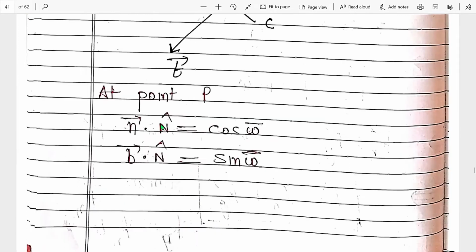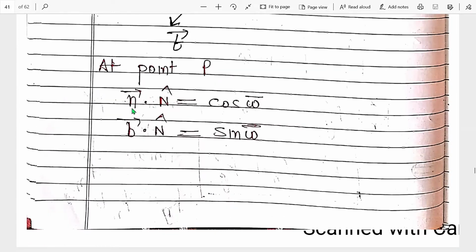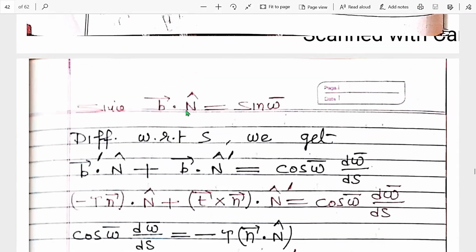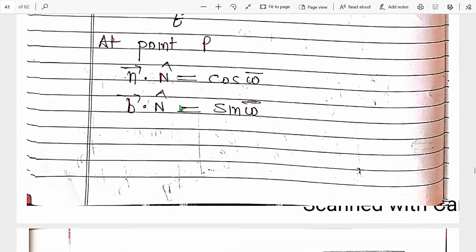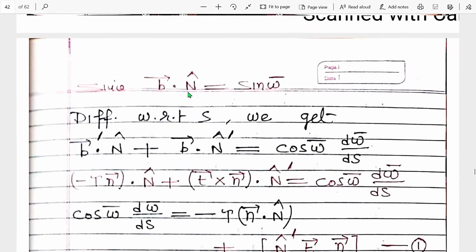At point P, we already discussed that this dot product is equal to cos w̄ and this dot product is sin w̄. Now, since B is in the geodesic, B dot N is equal to sin w̄. Now differentiate this equation with respect to s. First differentiate: B dash dot N plus B dot N dash, which is equal to the derivative of this with respect to s.